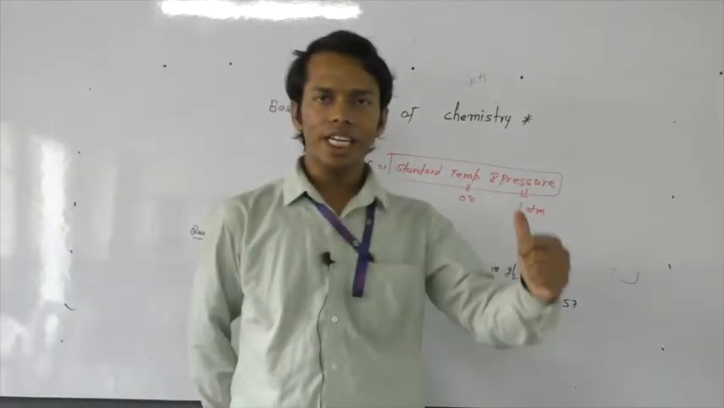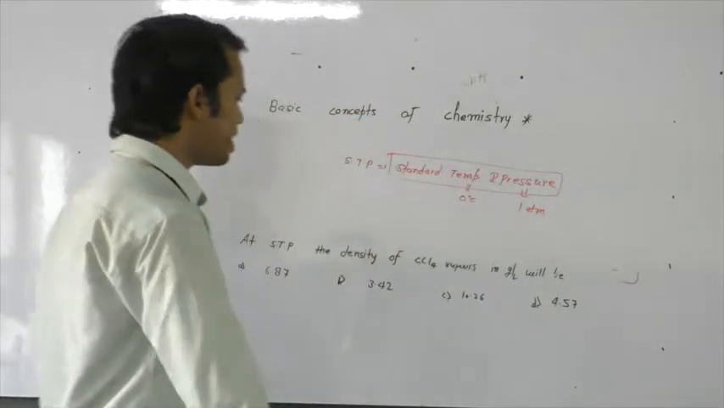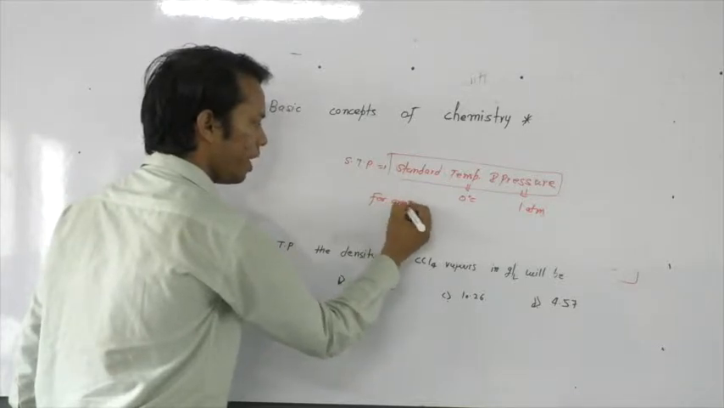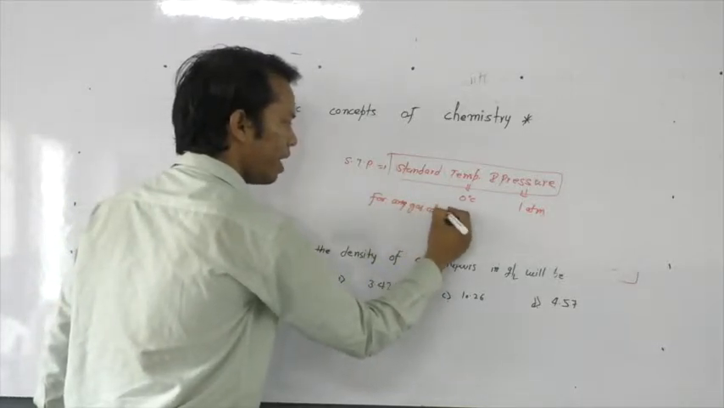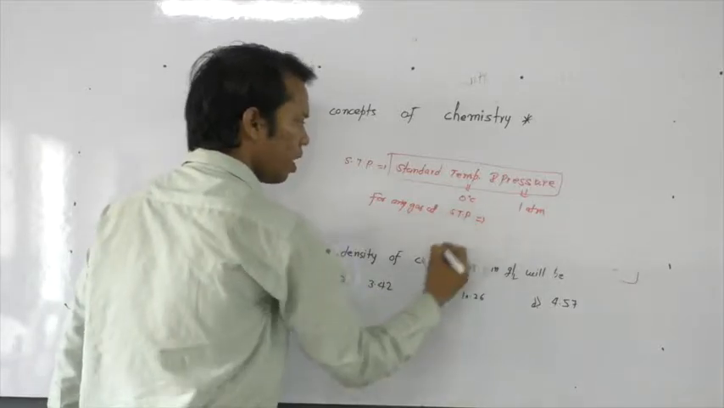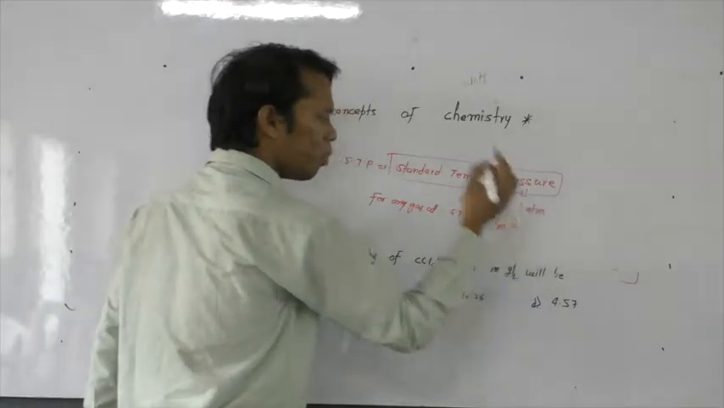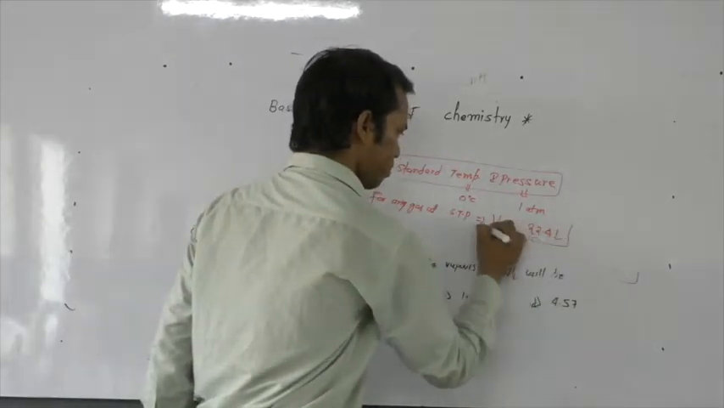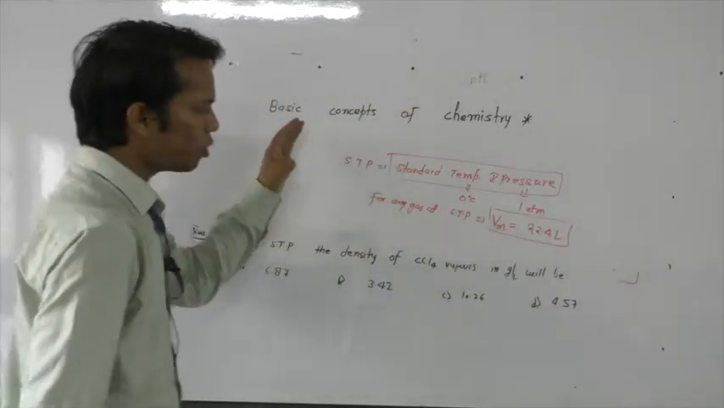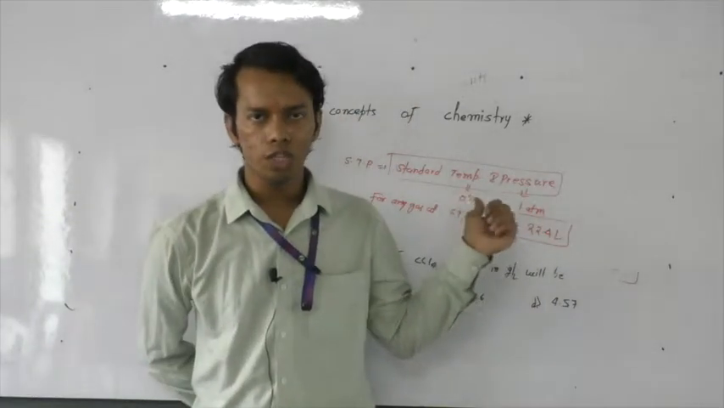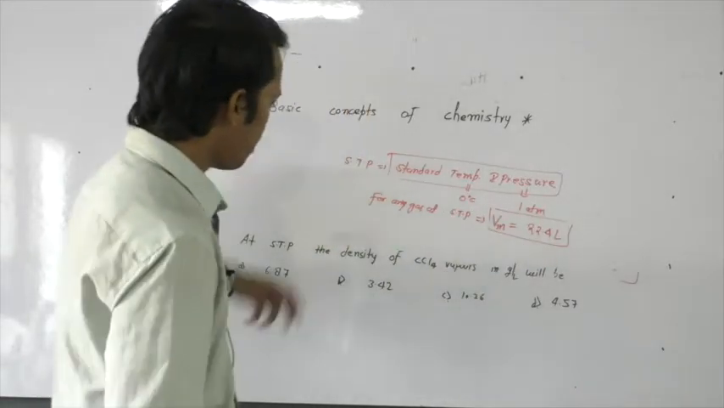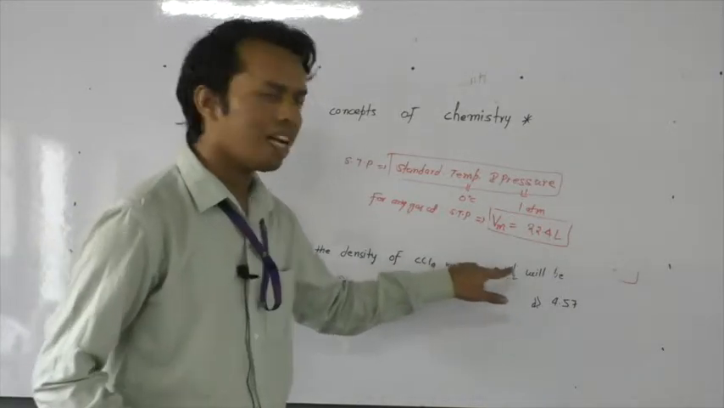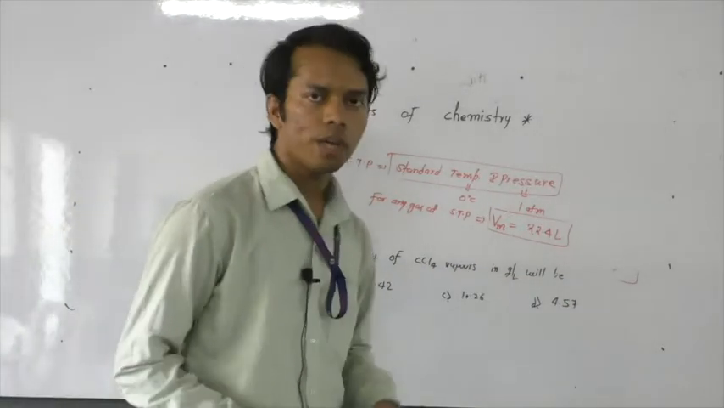And you should know, one more thing, for any gas at STP, the molar volume, meaning the volume of 1 mole of gas, will be 22.4 liter. This thing you should know. This is a very good concept, and sometimes you have to use this concept also. But what we have to do here: at STP, the density of CCl4 vapors in gram per liter will be. This is what you have to find.